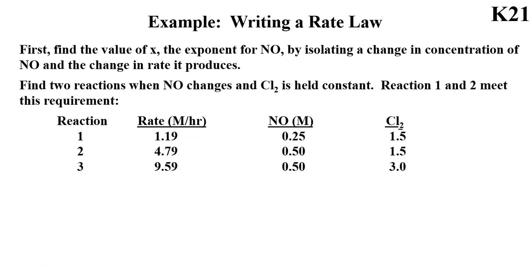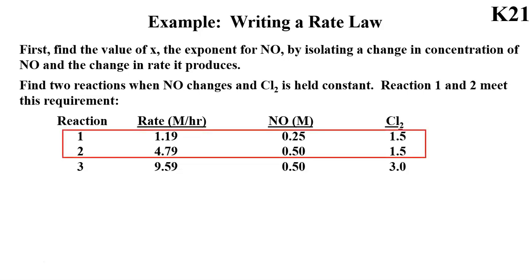So what that means is you want to find two of the reactions where Cl2 does not change. The only thing you want to be changing is the concentration of NO and the rate. If you look at the three equations, you see that in reactions number 1 and 2, the Cl2 concentration does not change. It stays at 1.5. And the NO concentration doubles from 0.25 to 0.5. And then the rate of the reaction goes up from 1.19 to 4.79.